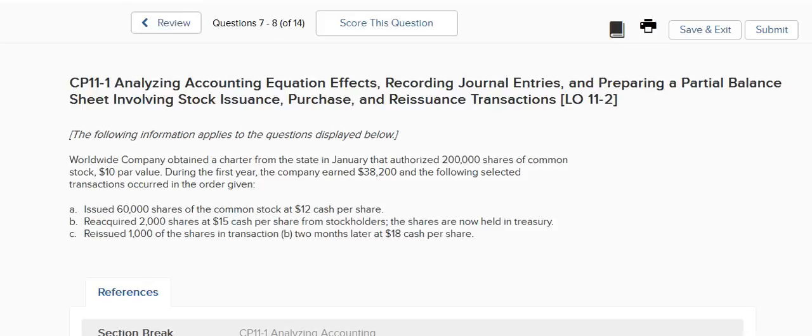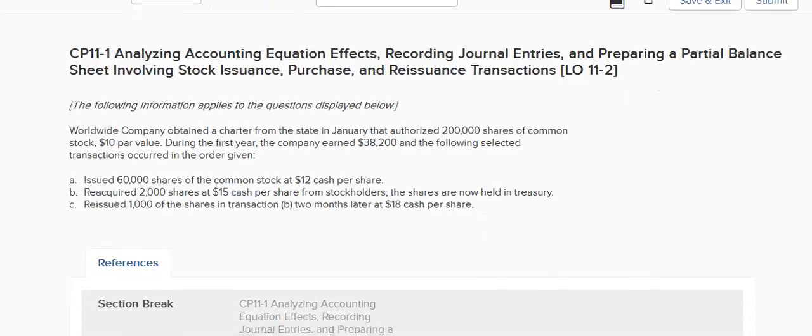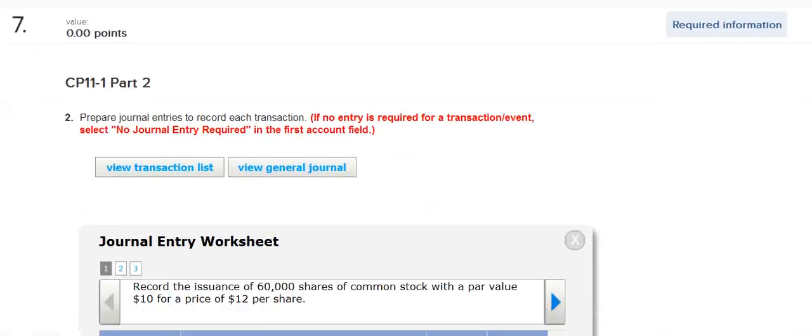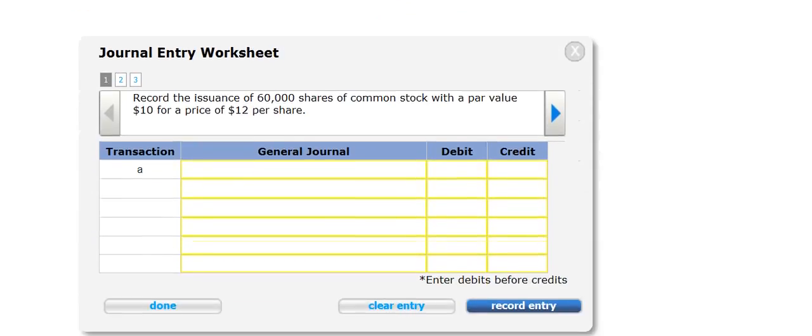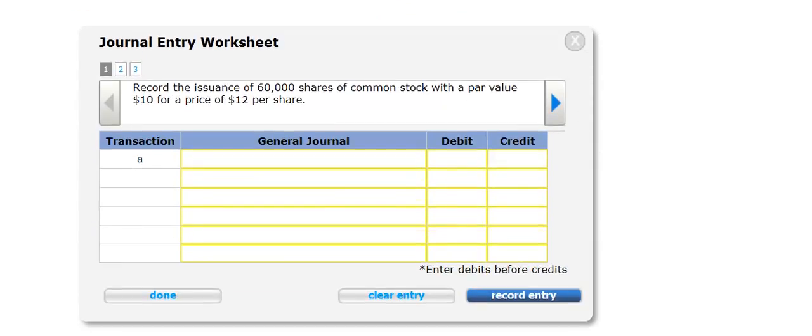Worldwide Company obtained a charter from the state in January that authorized 200,000 shares of common stock, $10 par value. During the first year, the company earned $38,200, and the following selected transactions occurred in the order given. And we're going to have to do journal entries for these three transactions. So I'm going to scroll down to the section where we can record our journal entries. In our first transaction, it tells us to record the issuance of 60,000 shares of common stock with a par value of $10 for a price of $12 a share.